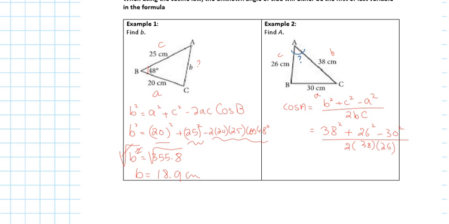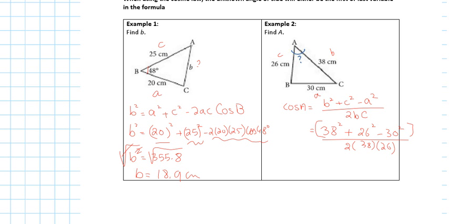Now, again, if you have one of these calculators and you know how to use it properly, you can put this whole thing in the calculator. But if you don't know how to use this properly, which I do highly suggest, find the answer for the top and write it down. Find the answer for the bottom, write it down, then do your division. I am saving you a lot of mistakes here. Okay?